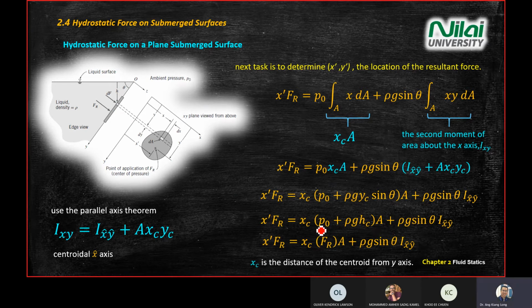Then recall the definition of your resultant force. Resultant force equal to P0 plus rho g h. In this case, it is through the centroid, h centroid. So we have this equation for your further derivation.